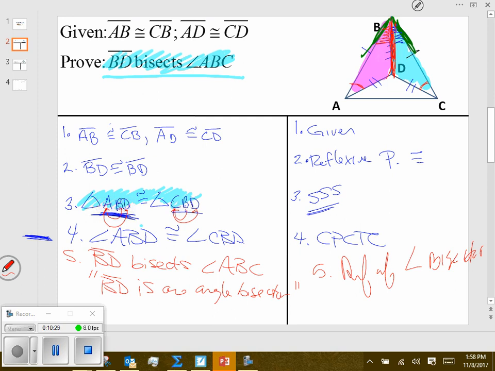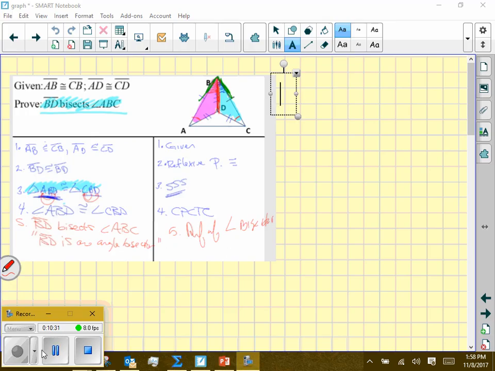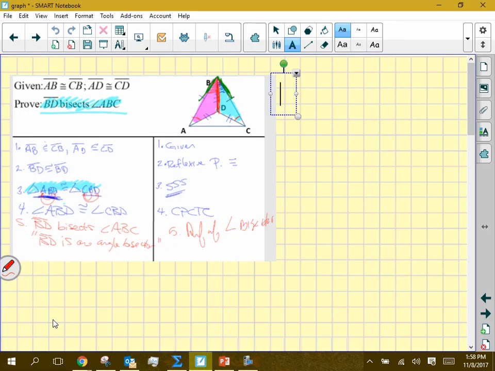All right, so we want to take the proof that we just did, and I want to transform it into a paragraph. So take what we just did and put it in paragraph form.